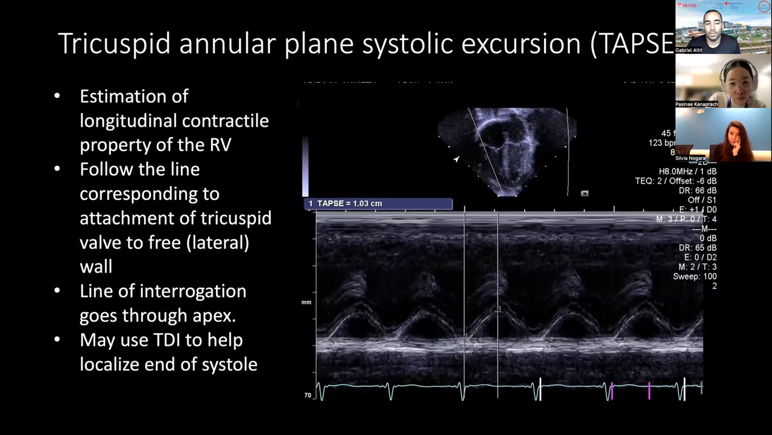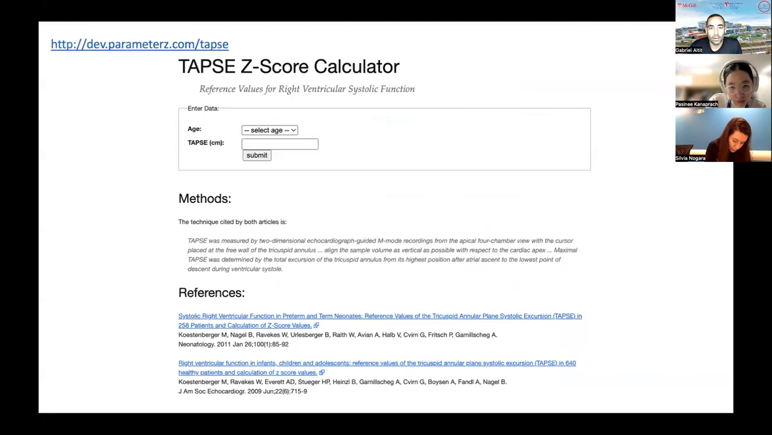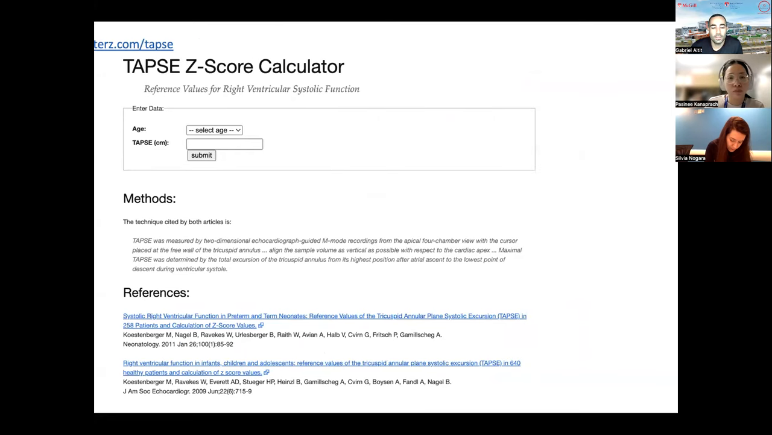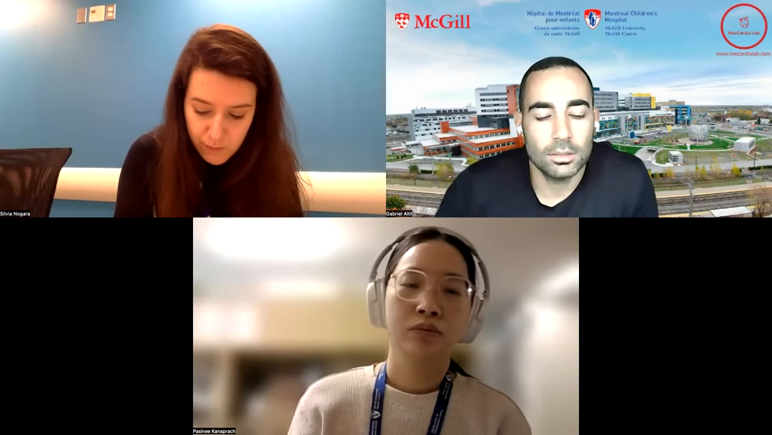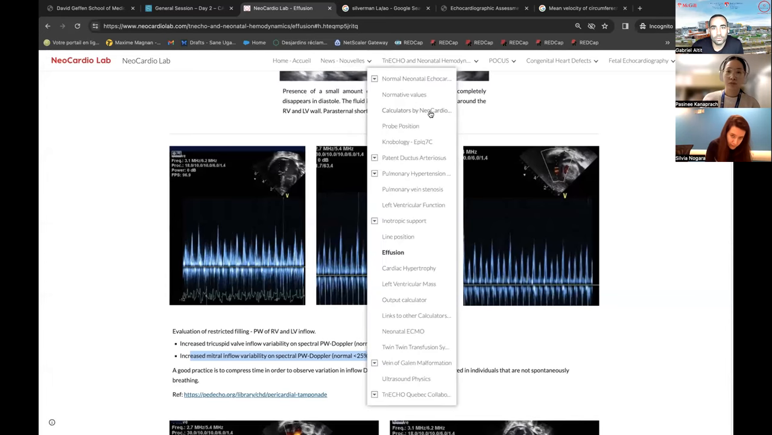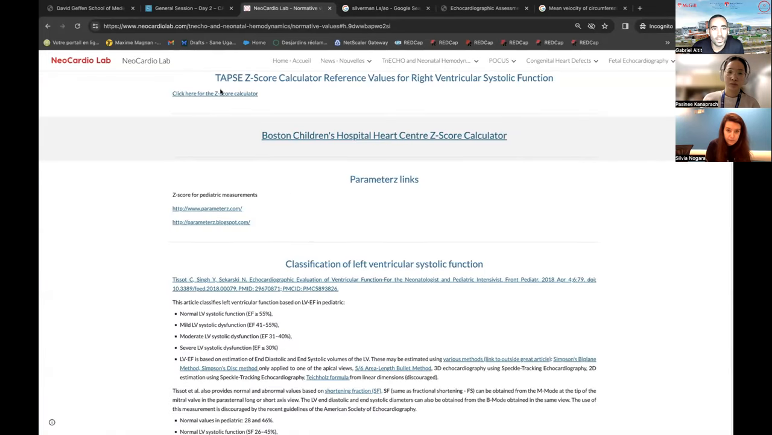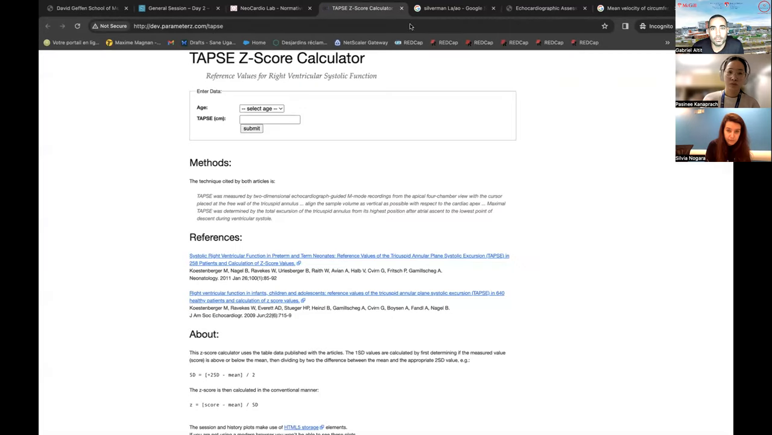So you have to be careful about your angle of interrogation, like any M mode, and you have to make sure that it passes at least through the apex. That's at least the recommendation. And there are guidelines, and there are TAPSE calculators for the Z-score. So if you go on the Neocardio Lab and you go to the normative value section, and you go to normal values, you can have a section on TAPSE Z-score, and it will bring you to the TAPSE calculator by parameter Z.